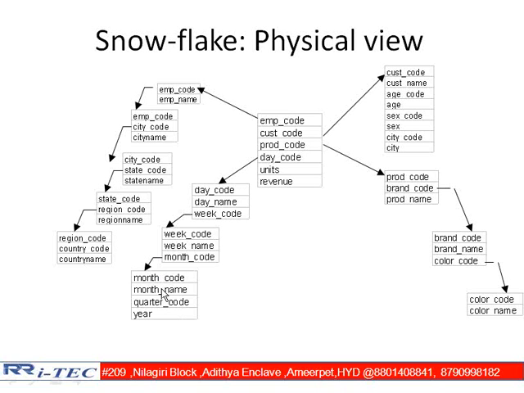This is time. I have month code, month name, quarter code, year. Here week code, week name, month code. This is the month table, this is the year table, this is the day table. If you go for the products, product code and product name are available. Here brand name and brand code are available. Here color code and color name are available.